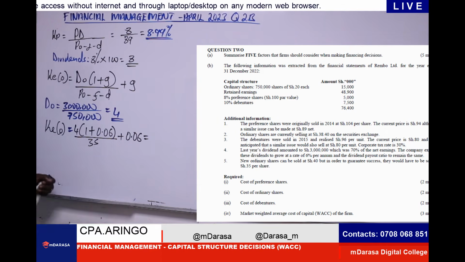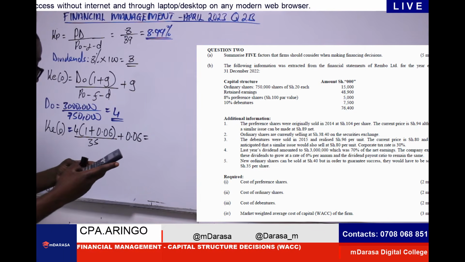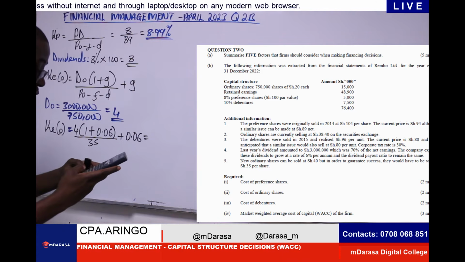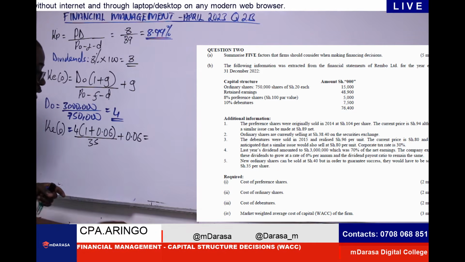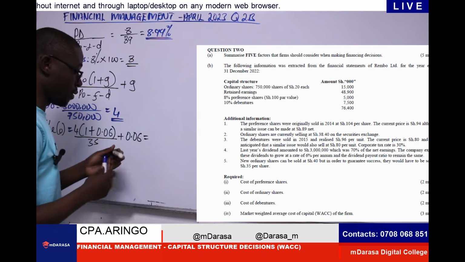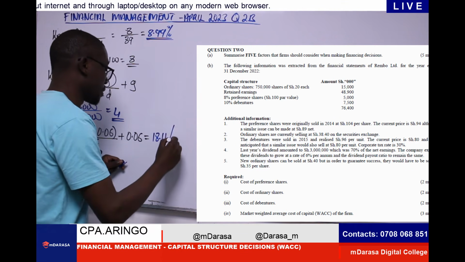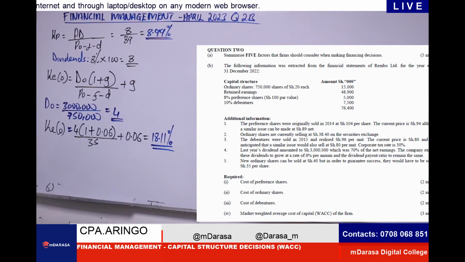So therefore, this should give us a value of what? I'm having 4 times 1.06. We're going to divide all this by 35. Then I'm going to add 0.06, which in this case, times 100. I'm getting 18.11%. You can confirm on your end if you're getting the same values.